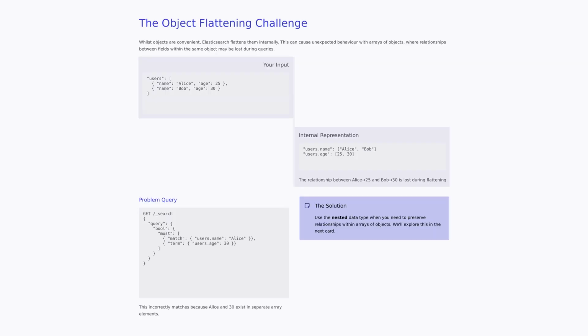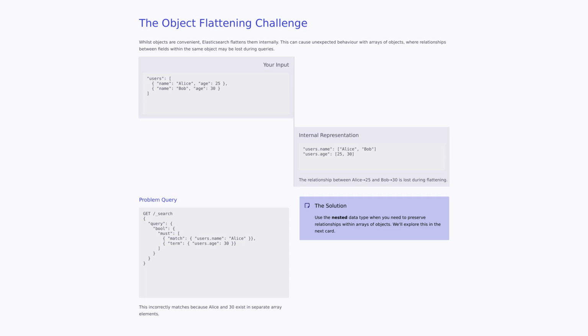Ever faced the object flattening challenge in Elasticsearch? While objects are handy, Elasticsearch flattens them internally, potentially causing issues with arrays of objects. Consider this: users, name, Alice, age, 25, name, Bob, age, 30. Internally, it becomes users.name, Alice, Bob, and users.age, 25, 30, losing the relationship between Alice and 25 and Bob and 30.